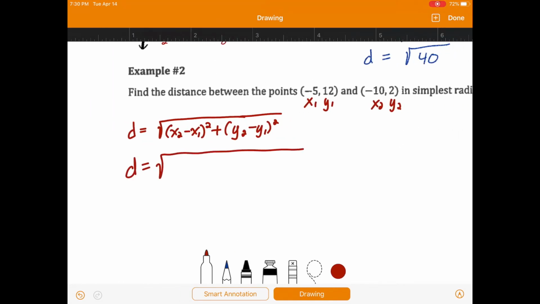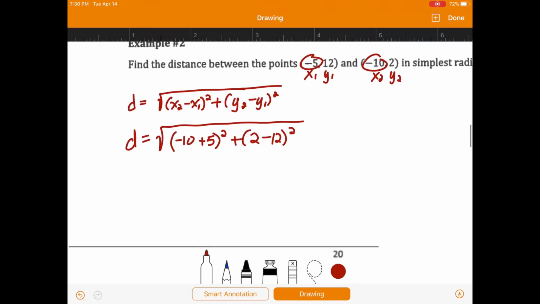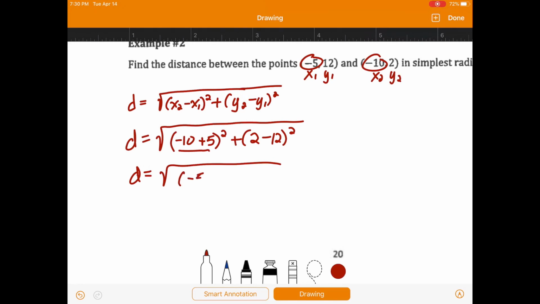So we've got distance equals the square root of the difference in the x's squared plus the difference in the y's squared. So x2 is negative 10, minus x1, which is negative 5. So we've got minus a negative 5, which is plus 5. And then y2 is 2 minus y1, which is 12. So the distance is equal to negative 10 plus 5, so that is negative 5. And then 2 minus 12, so that is negative 10.